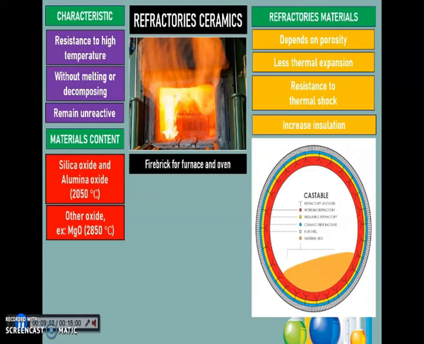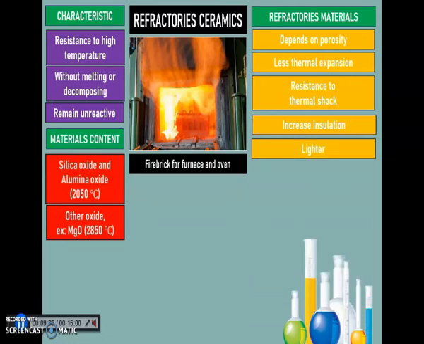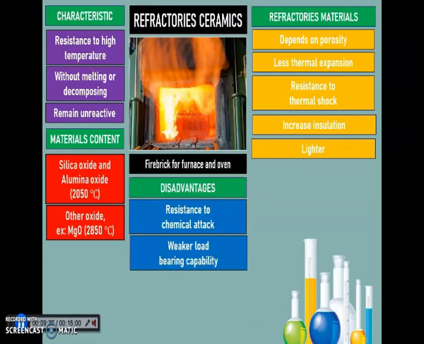Selanjutnya increase insulation. Kalau kita guna material content refractory ceramik yang bagus, dia akan keep temperature dalam suhu yang kita nak. Maksudnya tak ada haba yang keluar. Dia akan keep kita punya proses dalam temperature kita nak tu. And the last one is lighter. Okay, so the disadvantage of refractory ceramic, the resistance to chemical attack and weaker load bearing capability.